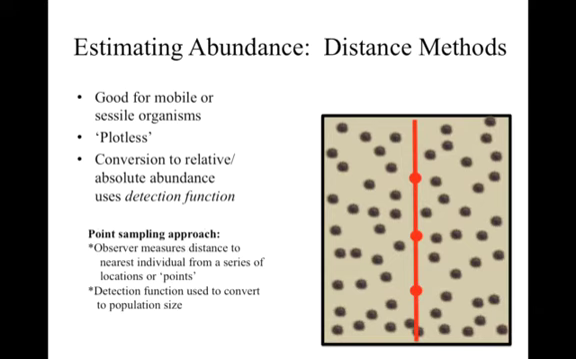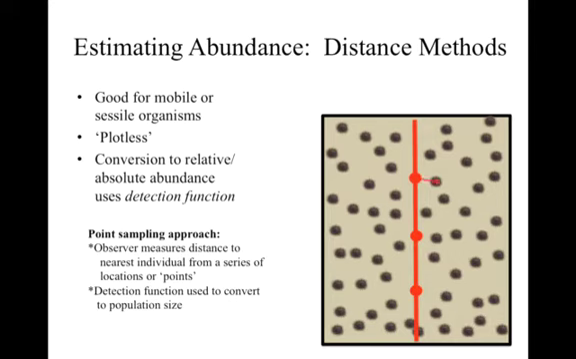All right. Another plotless method is what's known as point sampling. So that was the line transect approach. Another method is the point sampling approach. In this particular case, again, we're going to walk along a line, and either at random points or at evenly spaced points, we're going to stop, and we're going to measure the distance to the nearest individual.